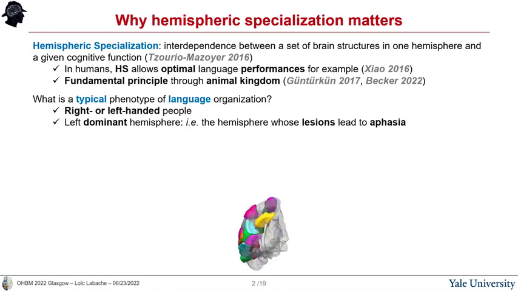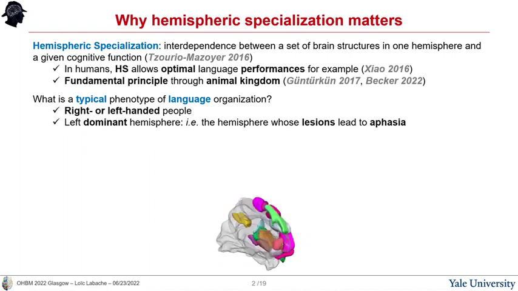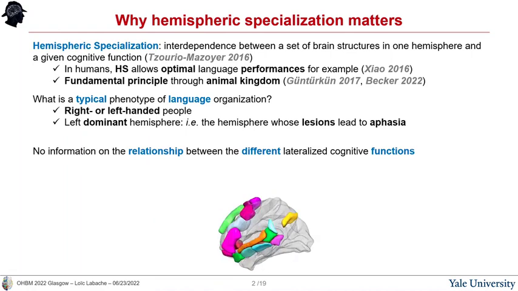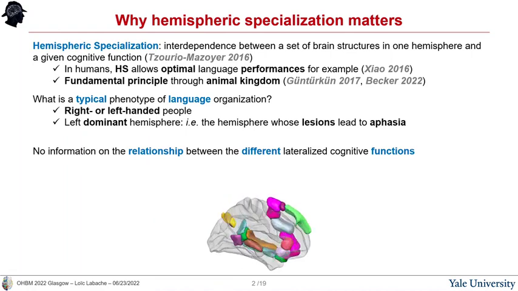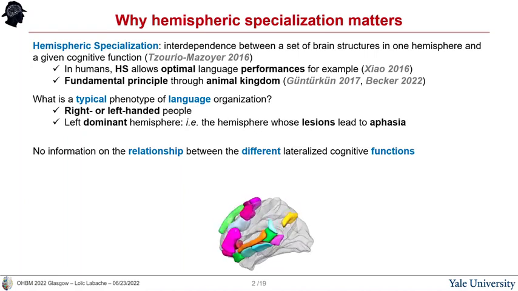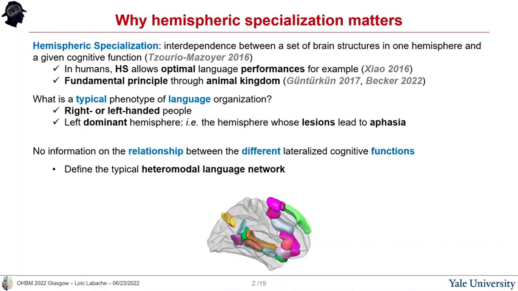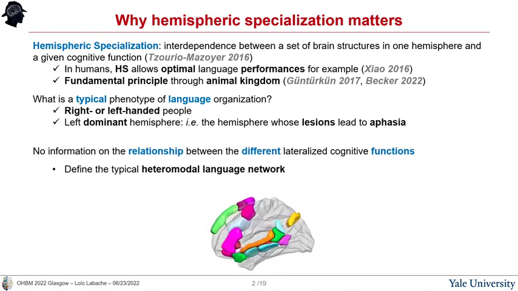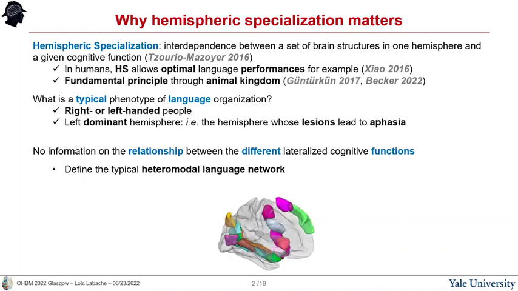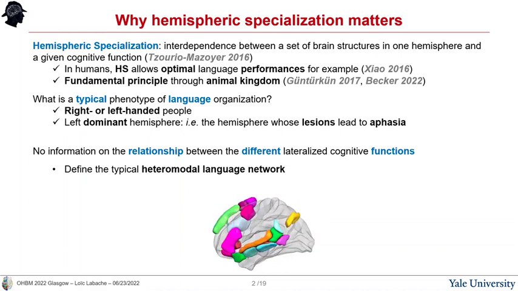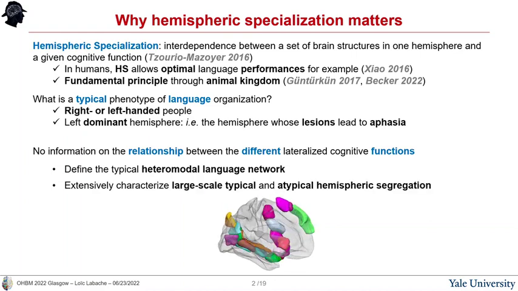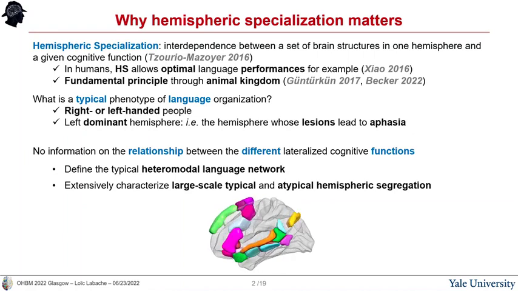First, we can define a typical phenotype of language organization as a left dominant hemisphere for language. That means if anything happens to this hemisphere, it will probably lead to aphasia, and we can find typical language organization with equal probability in right or left-handed people. But the problem is that we don't have a lot of information about the relationship between all the different lateralized cognitive functions. So I will try to answer this question: what is the link between all the lateralized cognitive functions? To do that, I will first have to define what a typical heteromodal language network is. Next, I will try to define extensively the properties of typical and atypical brain organization.